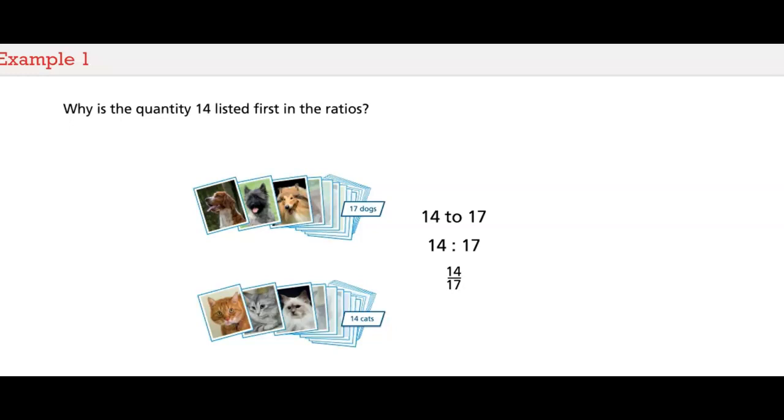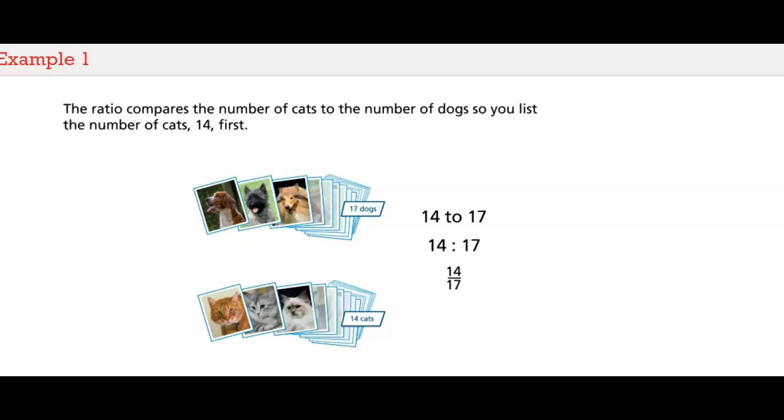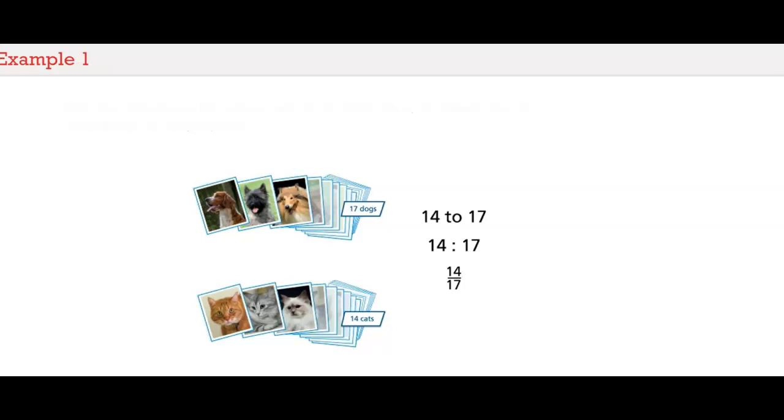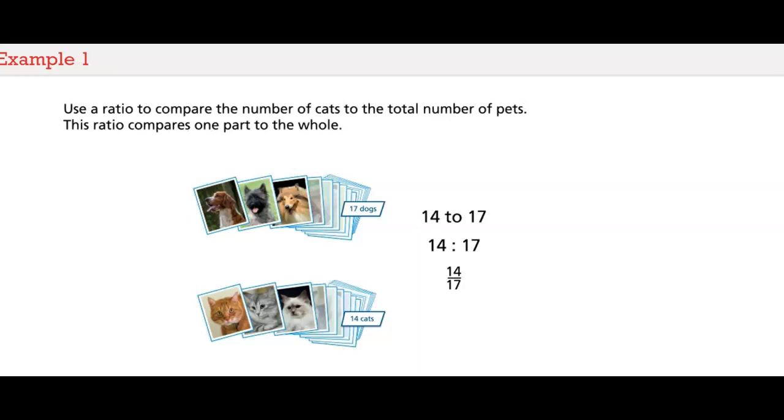Why is the quantity 14 listed first in the ratios? The ratio compares the number of cats to the number of dogs, so you list the number of cats, 14, first. Use a ratio to compare the number of cats to the total number of pets.